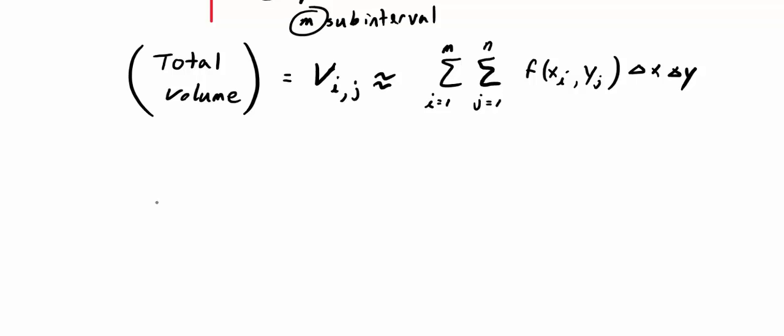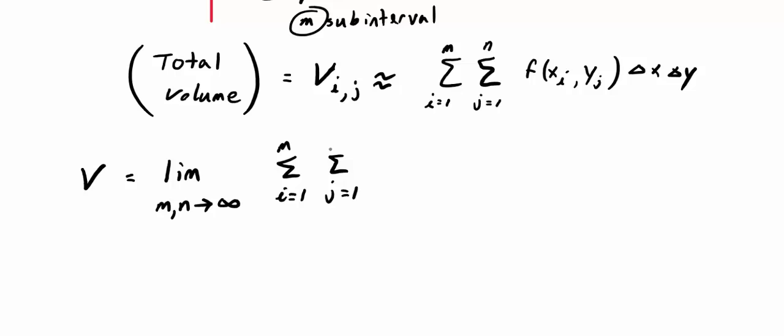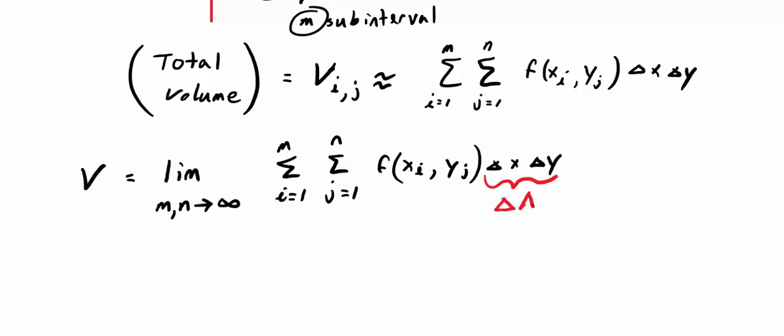So you guys can see where I'm going then. We're going to say, assuming that this limit exists, that the volume is equal to the limit, as m, n both go to infinity, of that double sum. The sum from i equals 1 to m of the sum from j equals 1 to n of f of x sub i, y sub j, delta x, delta y. Which, by the way, we can call delta A. That product delta x times delta y we can call delta A. And then here's the notation we're going to use. Assuming this limit exists, we're going to call it a double integral.